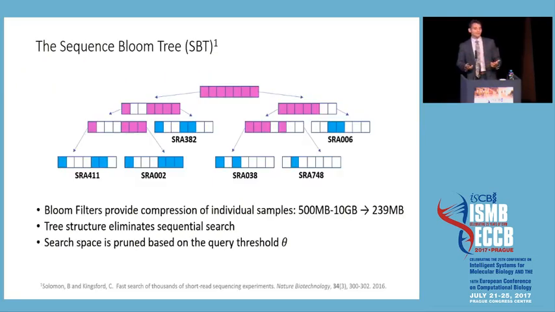Now, the first method that allowed us to do this with thousands of data sets was called a sequence bloom tree. This is a binary tree where every node is a bloom filter. Now, what the bloom filter does is it stores a set of k-mers in a bit vector, and it allows us to quickly determine whether a k-mer is present in this set simply through hashing. Another thing it does is it allows us to compress the data.